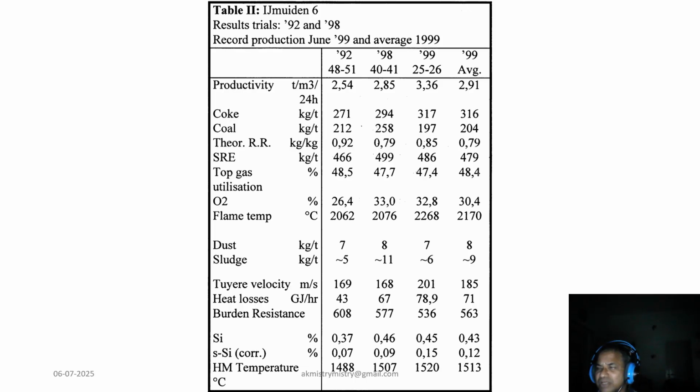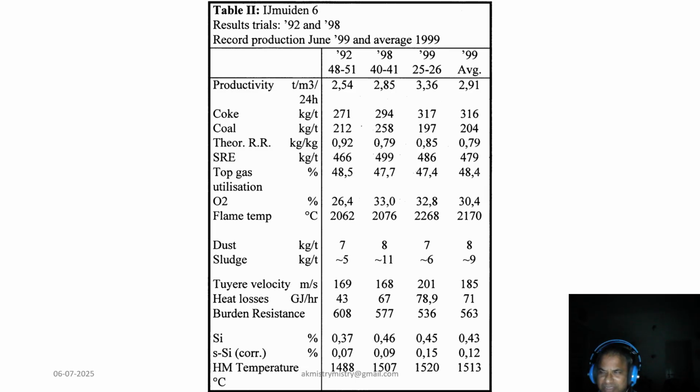Top gas utilization was consistent at 48.4 to 48.5, which is really very commendable, with CO2 level ranging from 26.4 to 32.8%, averaging more than 30%. Flame temperature increased from 2062 in 92 to 2170 in 99, while dust and sludge levels show minor variation, ranging from 8 kg per ton hot metal to 9 kg per ton hot metal respectively.